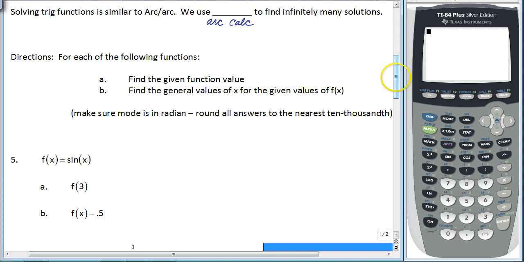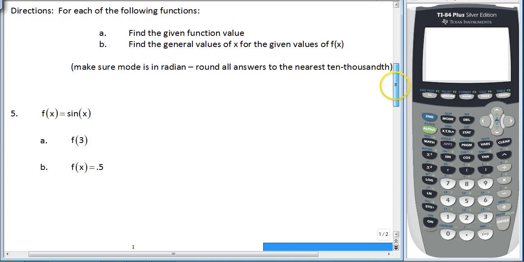Well, I'm going to step you through two problems, and you're going to try two problems, and we're going to see how you do. So basically what you're going to do is you're going to find the given function value for part A, and then for part B you're going to find the general values for f of x equals 0.5. How are we going to do that? With our graphing calculator, of course.